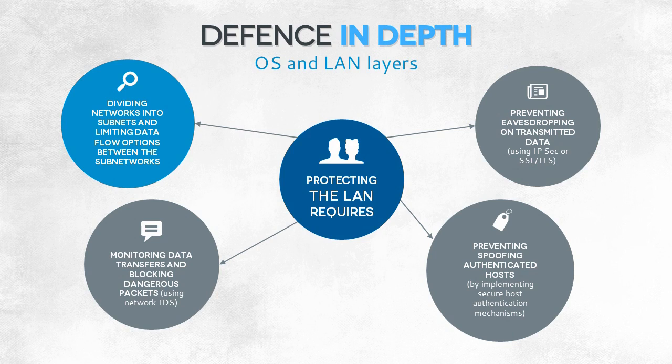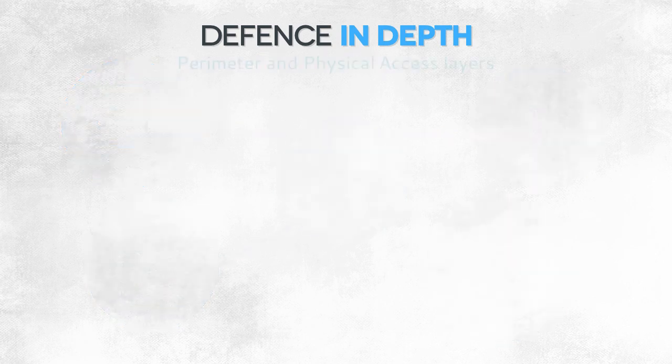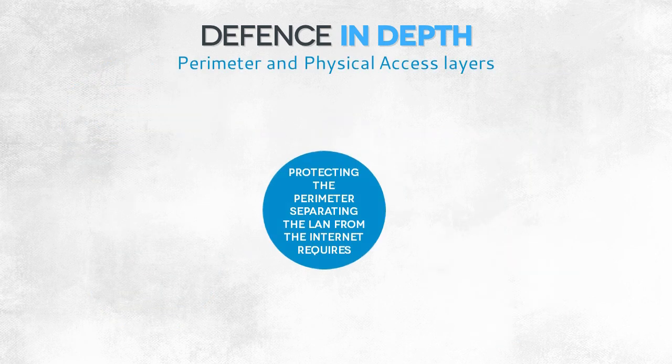Network intrusion detection systems should also be used to monitor threats, just as was the case with the layers we discussed before. We now proceed to the perimeter layer and physical access layer. The perimeter is the point of contact between your relatively secure private network and the non-secure network of the Internet.